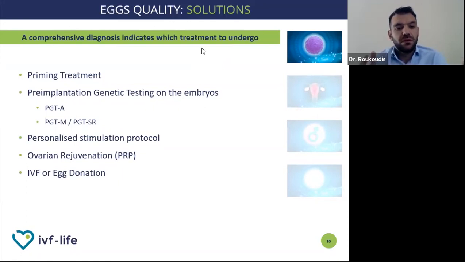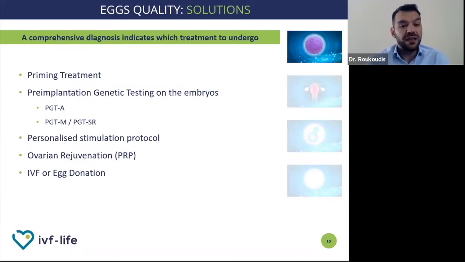Then, a personalized stimulation protocol. We learn from every previous cycle, so I always ask for the protocols from the treatments before. In general, you don't give the same stimulation protocol to every woman. Age is important, as I mentioned, and the response is different if I compare a woman of 35 to a woman of 48 or 49.